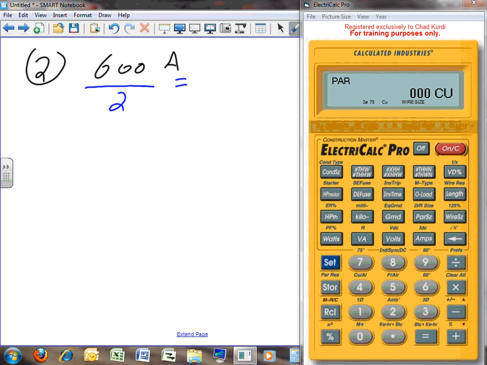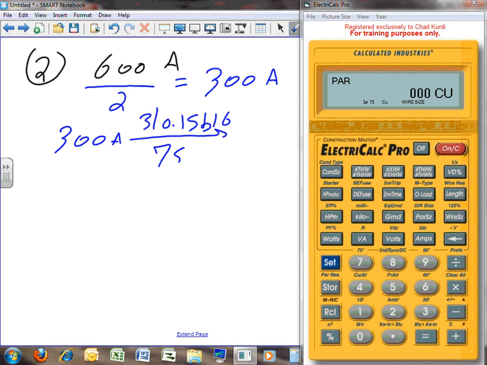I think 2 sets is good. That will give me 300, right? Did I do my math right this time? So my 300 amp, take this one to 310.15 B16 under 75-degree column. Why 75-degree column? Because we are higher than 100 amp.